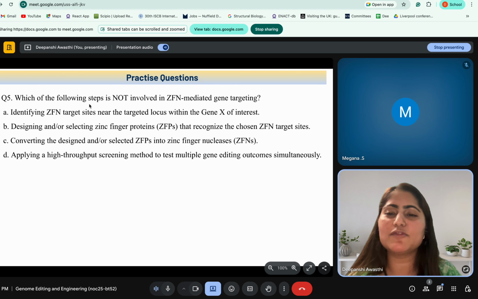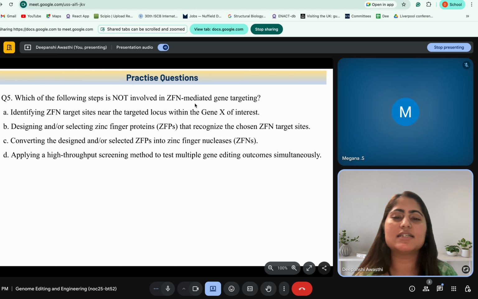So next question is which of the following steps is not involved in zinc finger nuclease mediated gene targeting? Option A, identifying zinc finger nuclease target sites near the targeted locus within the gene of interest. Option B, designing or selecting zinc finger proteins that recognize the chosen zinc finger nuclease target sites. Option C is converting the designed or selected zinc finger proteins into zinc finger nucleases. And option D, applying high throughput screening methods to test multiple gene editing outcomes simultaneously.